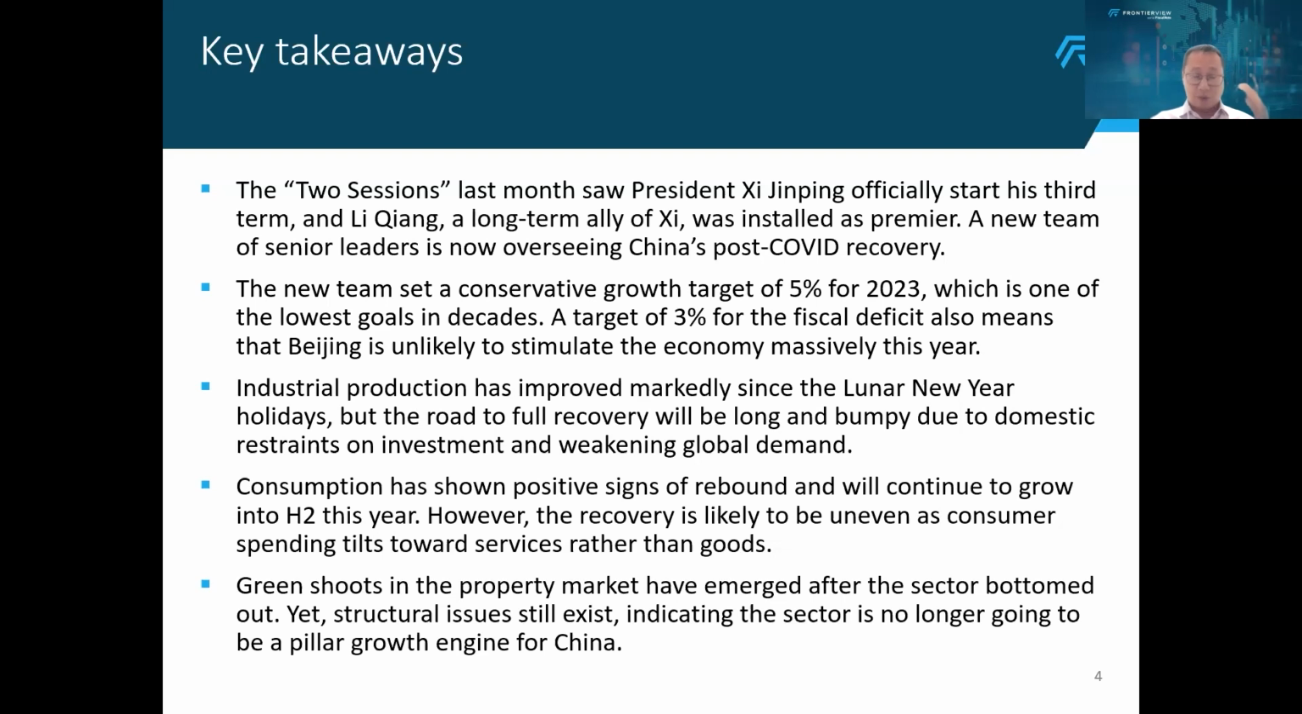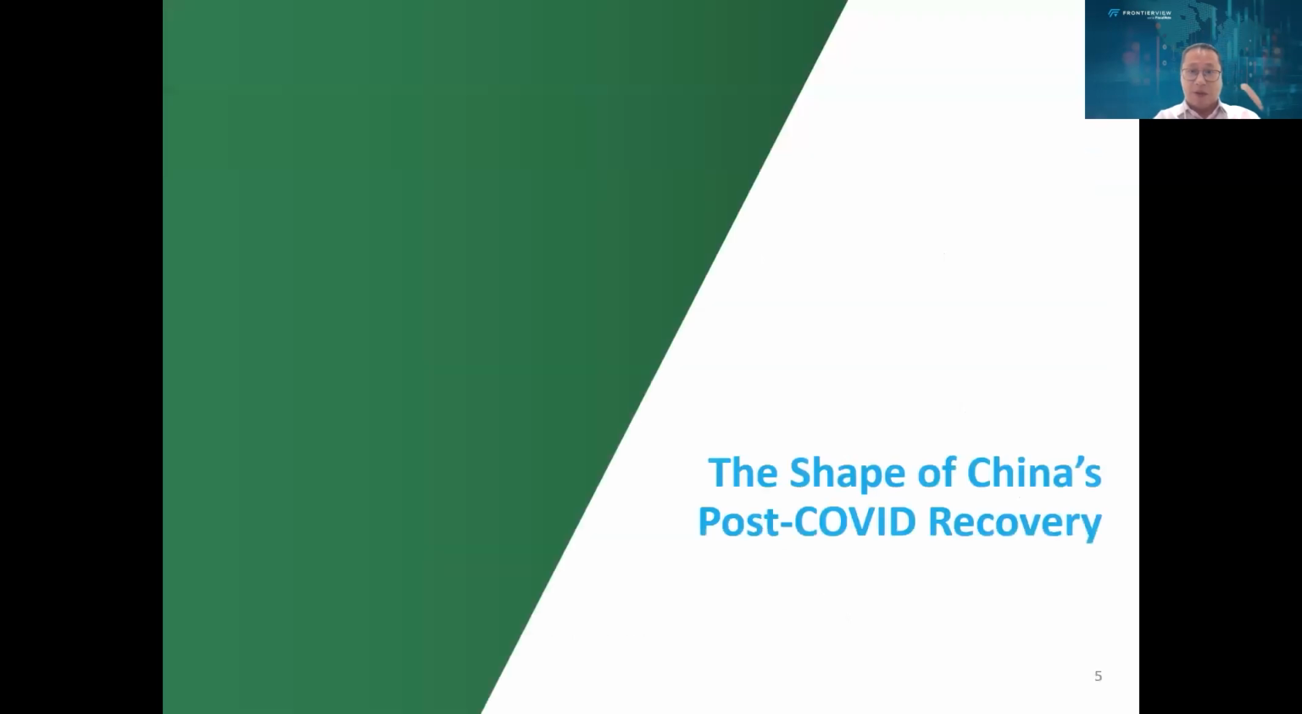Lastly, there have been some green shoots in the property market. We could say that this sector has bottomed out, but the structural issues in this sector still exist. So it is no longer going to be a pillar of growth for China in the next few years. It has just avoided a total collapse. Now, let me delve into the overall shape of China's post-COVID recovery.